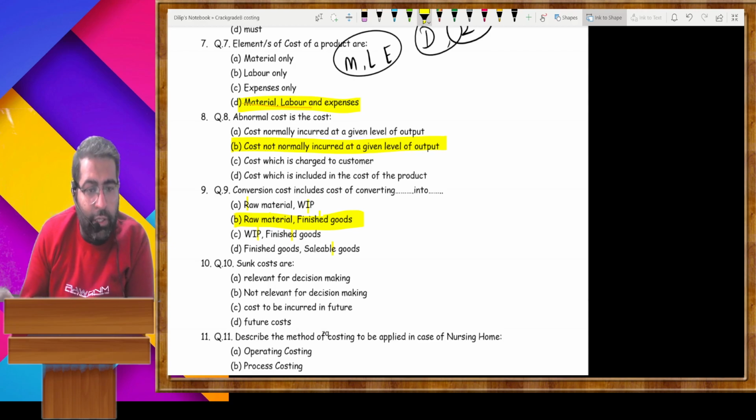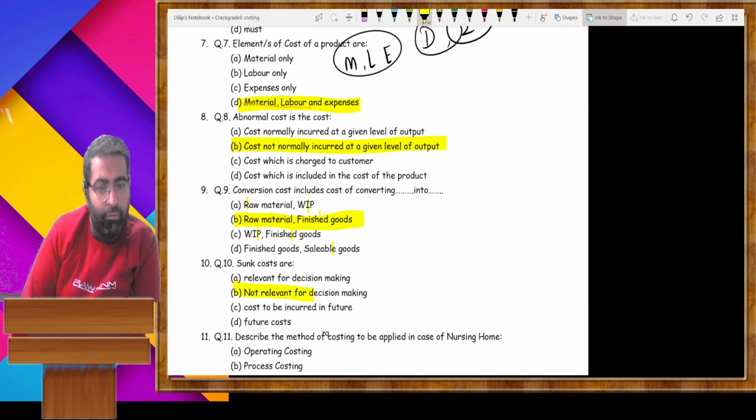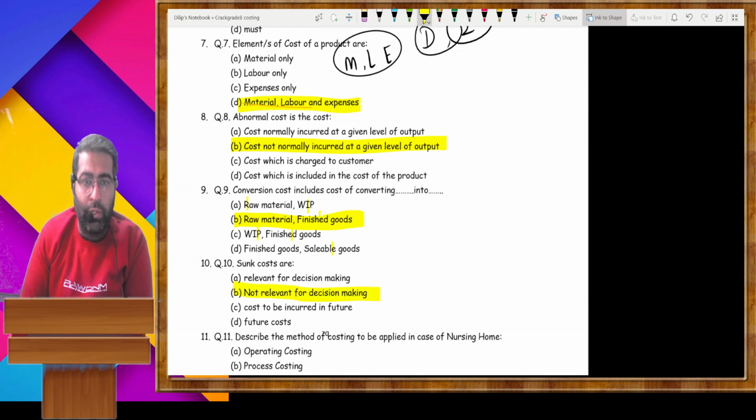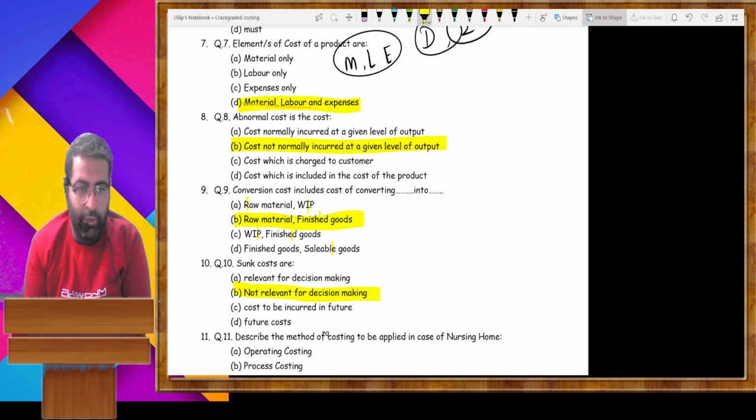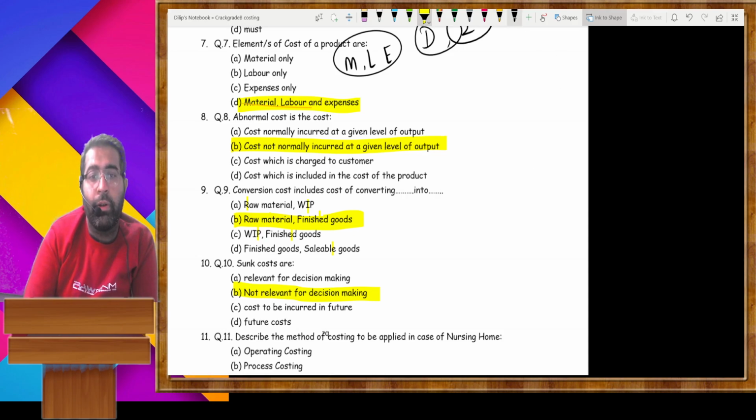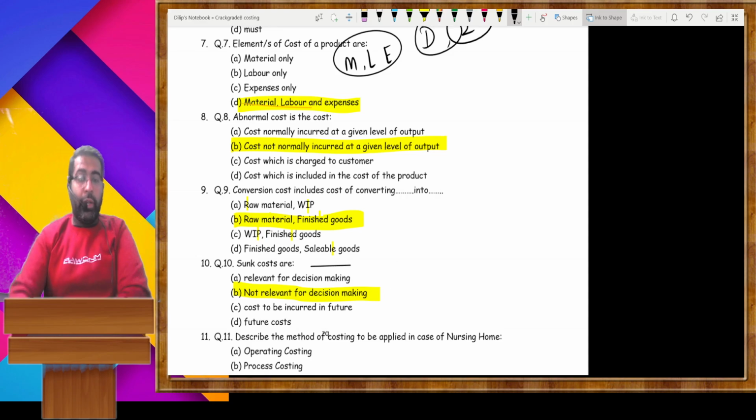Sunk costs are costs already incurred, which are not relevant for decision making. Tell me, answer correct or not? Question number 10. Think it. It is not relevant for decision making. Sunk cost is what is already done, like when you purchase goods. Write it because it is very important. Sunk cost is included in the earlier PDF also.